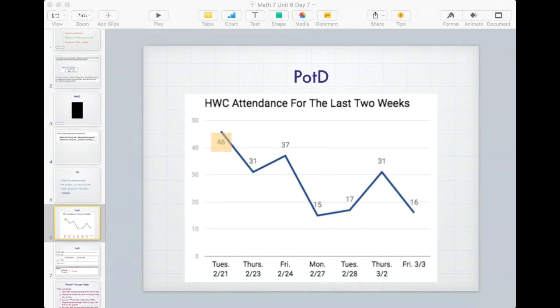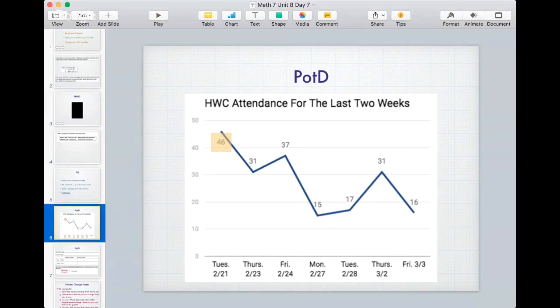Hello, today we're going to try something a little bit different so that you can really see the data that I'm looking at. I pulled homework club data for the 7th grade across the last 2 weeks, and I graphed the information that I found. From Tuesday, February 21st across to Friday, March 3rd, you're able to see how many students were in attendance at homework club each day. You'll notice we missed Wednesdays because we don't do homework club on Wednesday. And we started on Tuesday the 21st because we didn't have school on Monday.